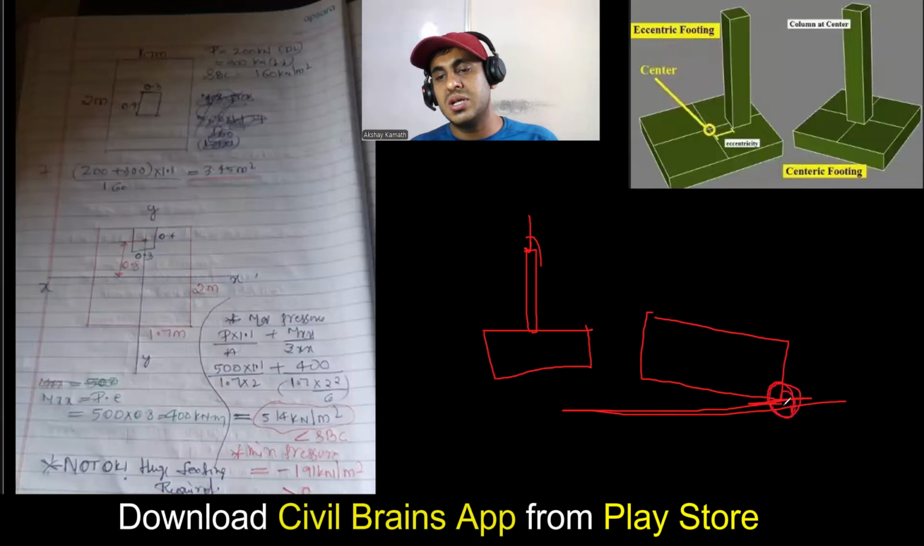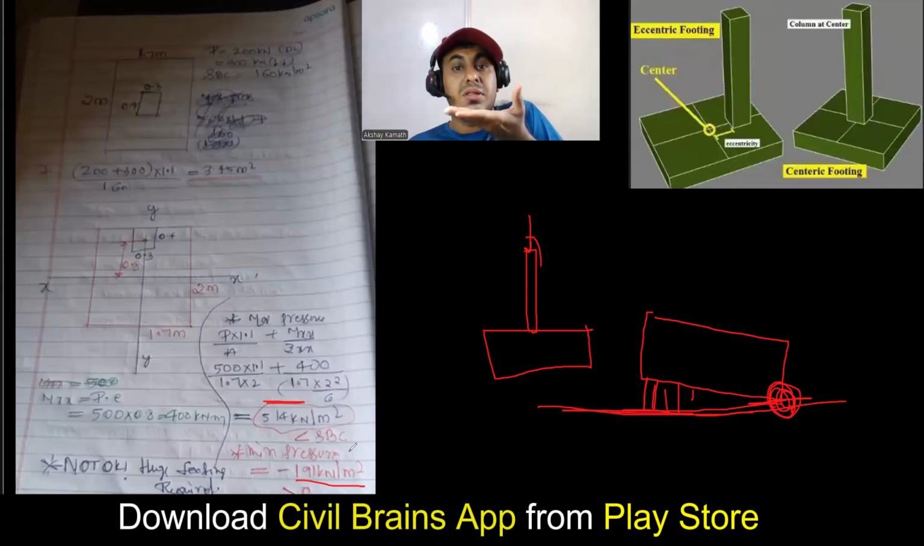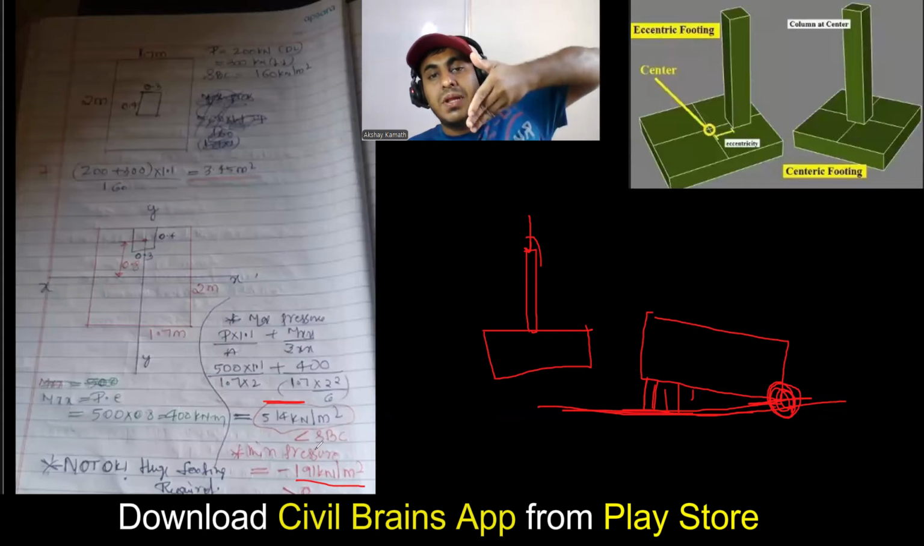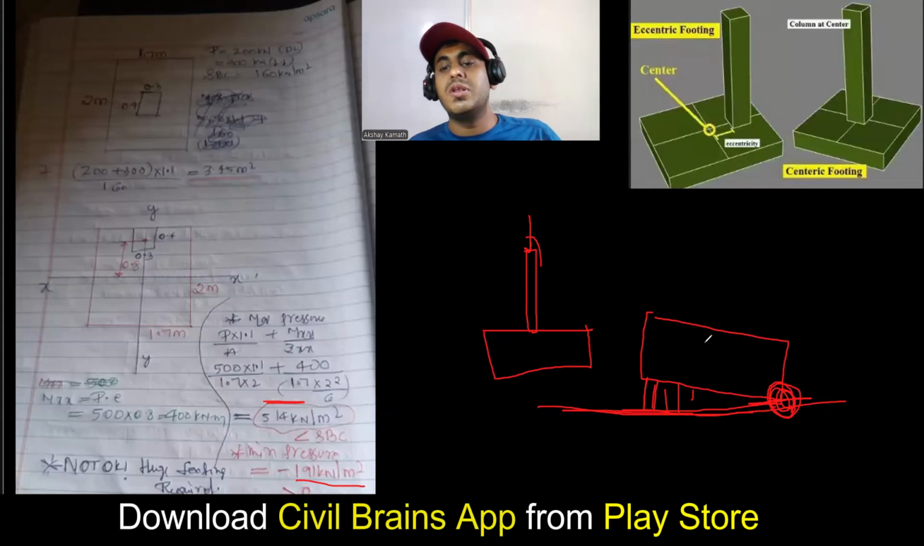How much pressure is getting generated at this particular corner? 514. And here it is trying to lift up. You see, this is my soil, but it's trying to lift up. How much it is trying to lift up? That means the minimum pressure. This value should be 0. If this value is 0, that means it is in contact with the soil. Now what has happened? It is minus 191. That means this uplift, your footing is trying to lift. So we will not allow this.